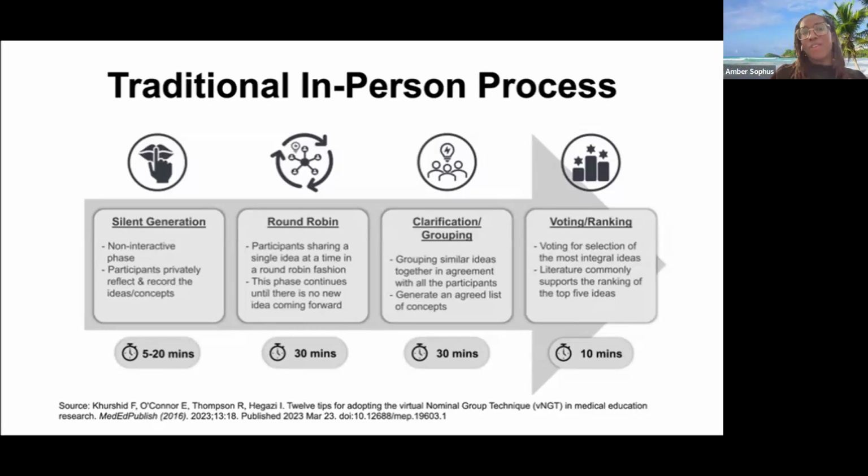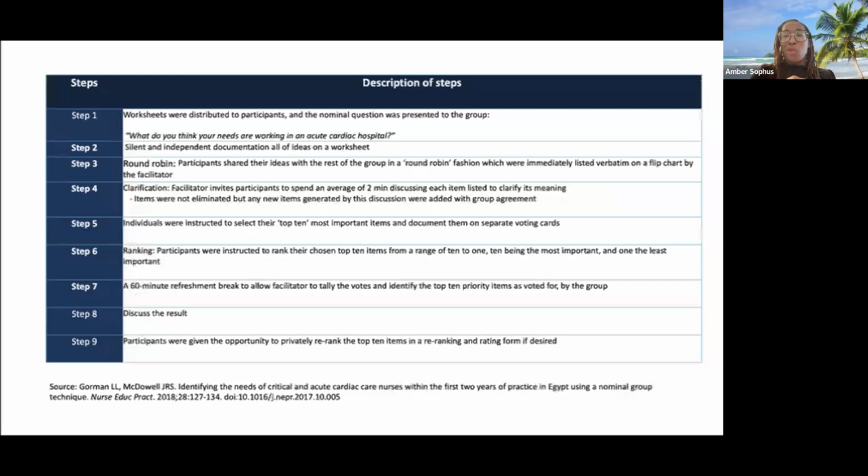So what are some ways we can do that? You don't have to have 4 steps. Let's say maybe you want 9 steps. So for instance, Gorman and colleagues identified the needs of critical and acute cardiac care nurses within the first 2 years of practice, and they did that using nominal group technique in 9 particular steps. So you can see step 1 is where they gave them worksheets, and they introduced their particular nominal question, which was, what do you think your needs are working in an acute cardiac hospital? Very simple, very qualitative in a way, because you want them to list those things, and as many as possible.